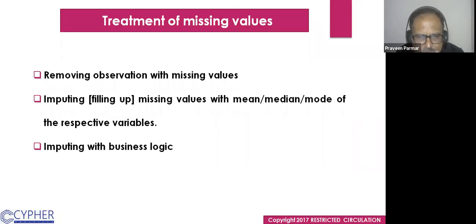But if 20% of the observations have missing values, then what will we do? Then we will impute some value, filling up missing values with the respective column's mean, median, or mode, whatever we take. As per the distribution of that column, we see whether it is normal or skewed. If it is normal, we impute the mean. If it is skewed, then we use the median. Sometimes it depends on us what we are going to use. The mode is generally used for categorical data.